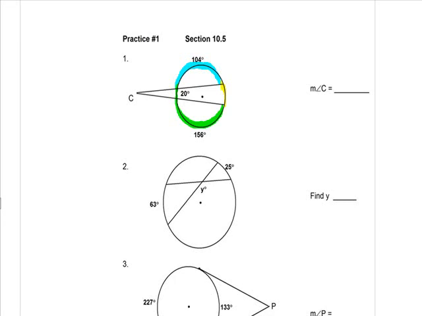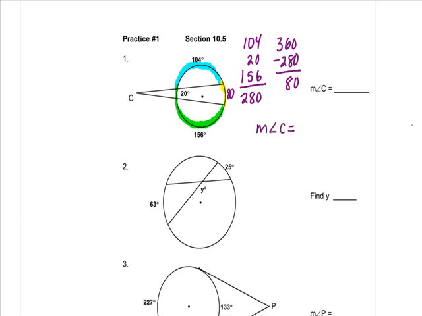Phil? 104 plus 156 plus 20. Good, so we're going to add all those up. And why would we add them all up? Perfect. So this adds up to how much? 280. Then we take our 360, we minus our 280, and we get 80. So that means this part here is 80. Now we could use our formula.